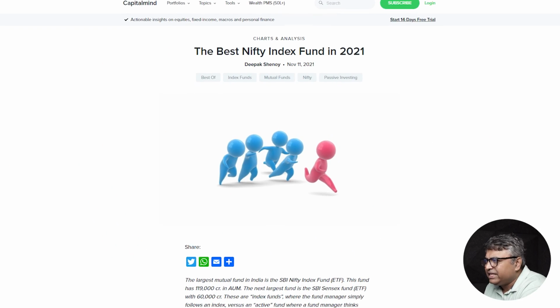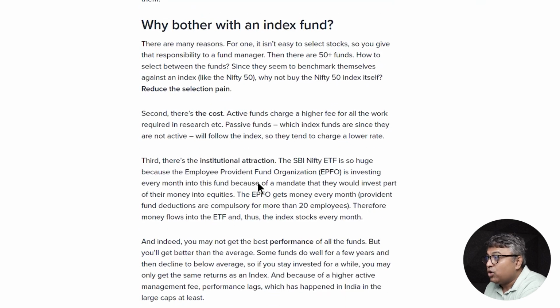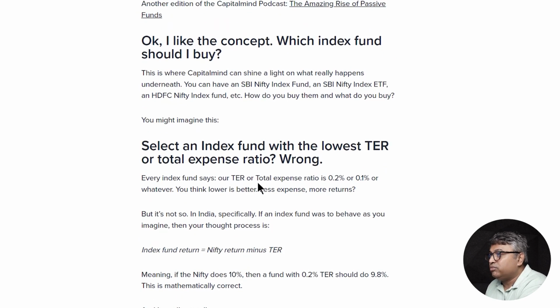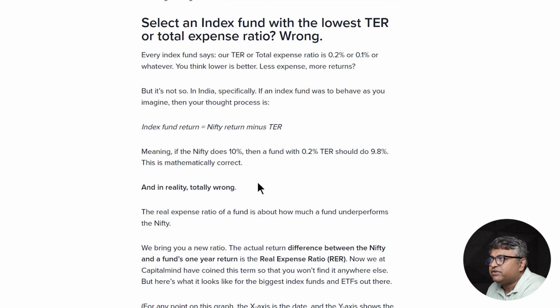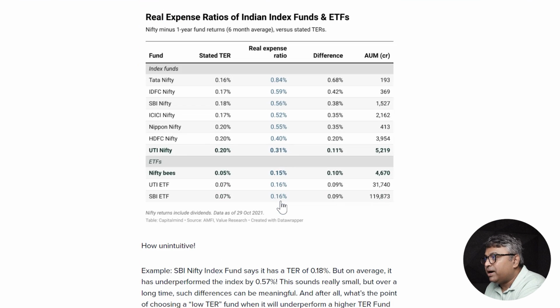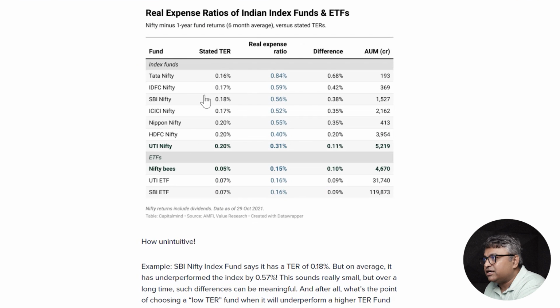So what then is the best Nifty index fund and the best Nifty ETF? We've written an article about this. You can see we have the link in the description, and you can look at this article. It's a fairly deep article on all sorts of things, including what are indexes, why bother with an index fund. It's the cheapest and probably the easiest way to get outperformance out of 90% of the index fund universe. Which index fund should I buy, which is not the one with the lowest TER, which is what the fund tells you the expense ratio is, but we look at the different funds and their expense ratios.